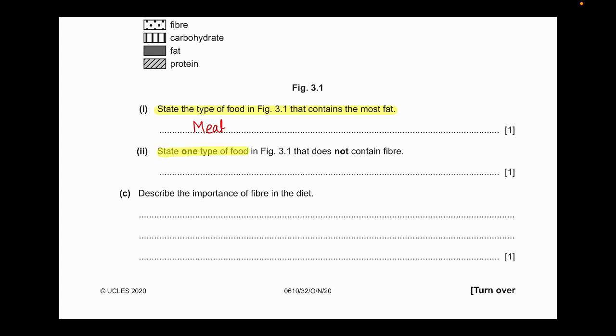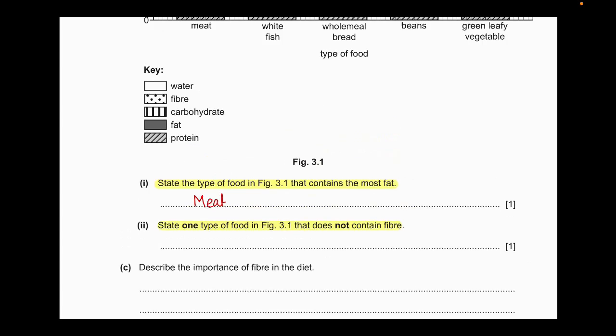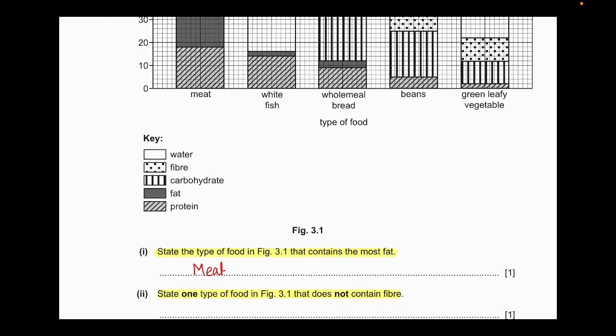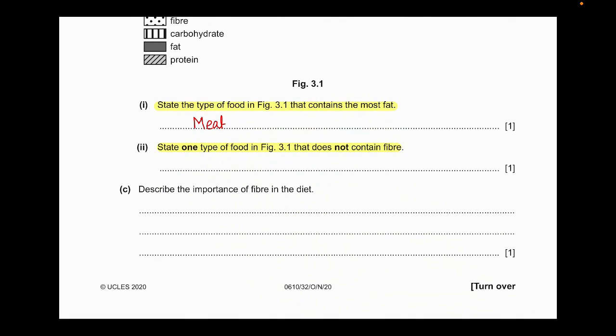State one type of food in figure 3.1 that does not contain fiber. Well, guys, we can see the meat does not have any fiber. So either the answer can be meat or white fish. So we can write meat. Describe the importance of the fiber in the diet. Fiber prevents constipation and promotes movement along the alimentary canal. So basically, fiber causes the food to move through the alimentary canal.